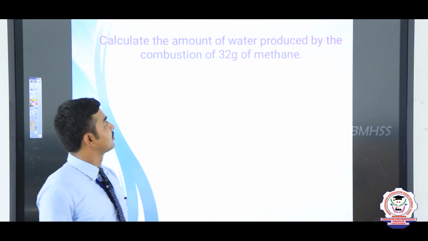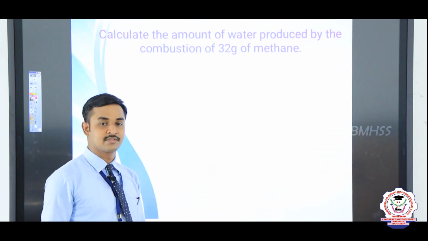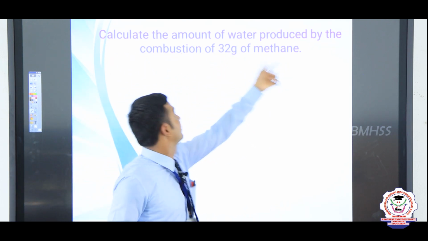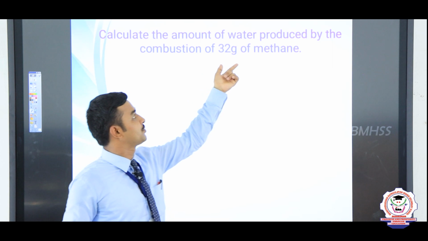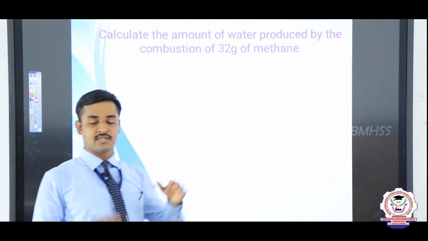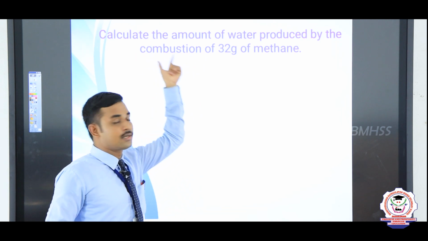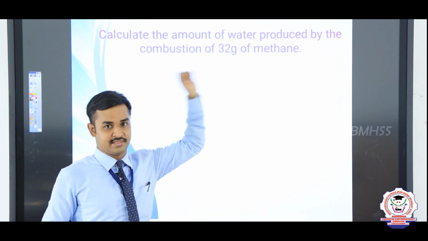Let us see the amount. So, our next question is: calculate the amount of water produced by the combustion of 32 grams of methane. Let us understand this. The question is made up of the reaction, combustion of methane.